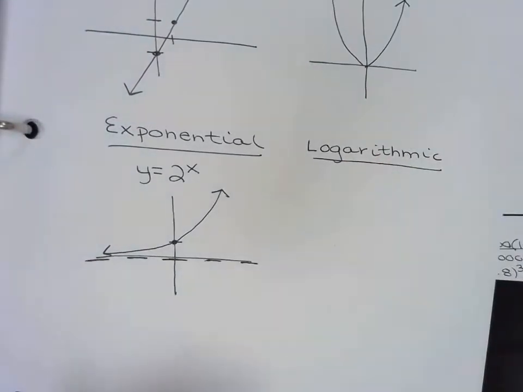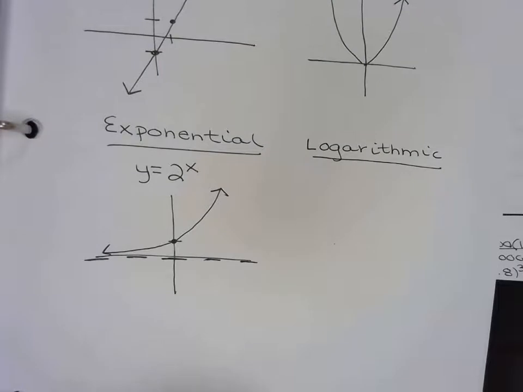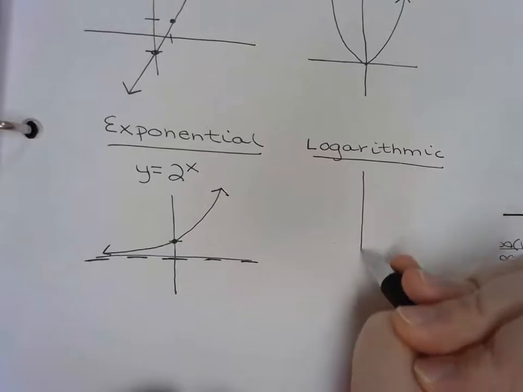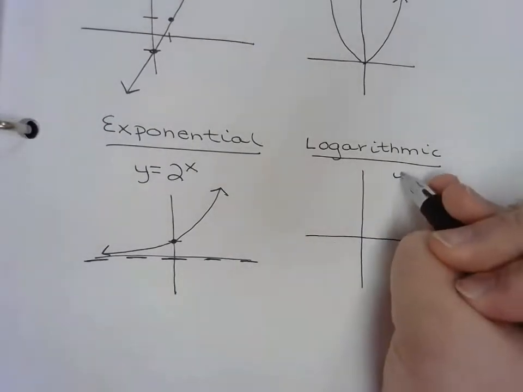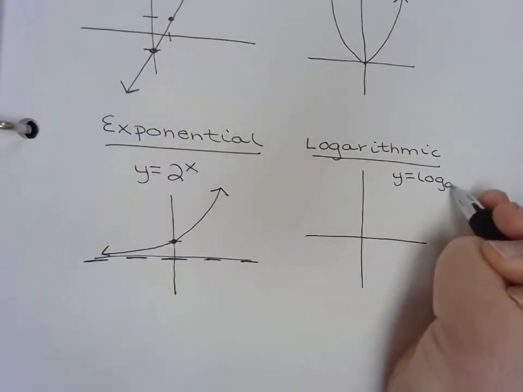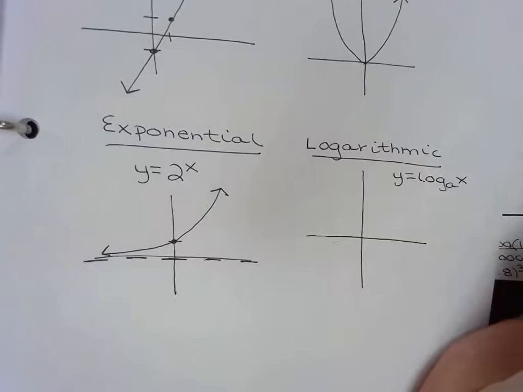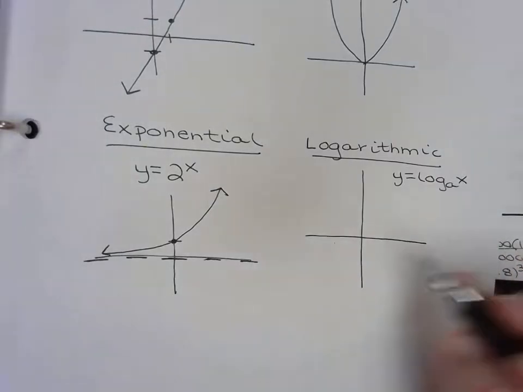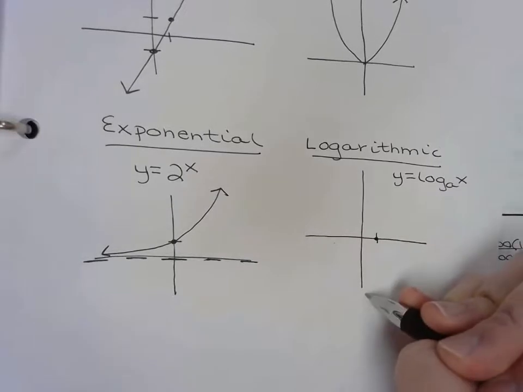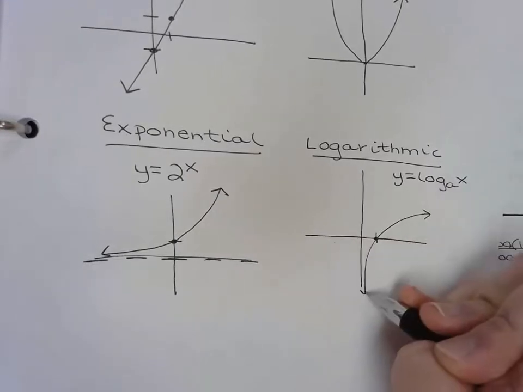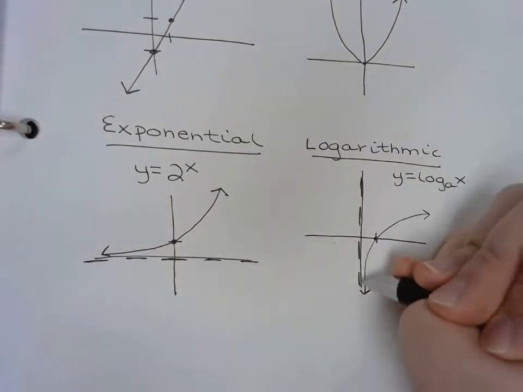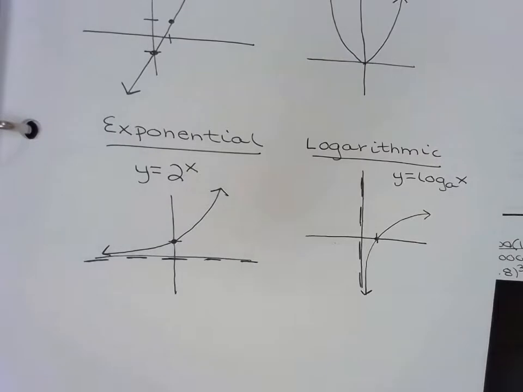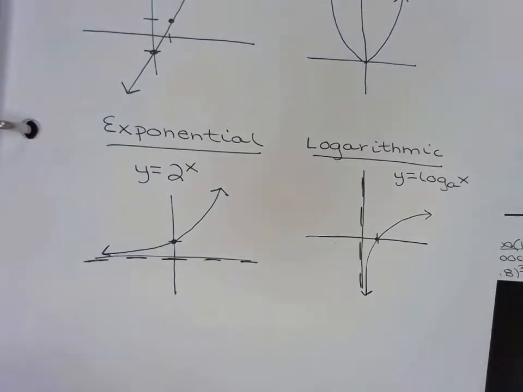Logarithmic, we talked about graphing yesterday. Logarithmic is the inverse of exponential, which means it's going to be flipped. Logarithmic looks something like this. You're going to have a log, so log base a of x, or something like that. And that goes through 1, 0, so it's kind of switched with exponential. So instead of going through 0, 1, it goes through 1, 0, and it has a vertical asymptote. And that's it. Those are the 4 basic graphs.